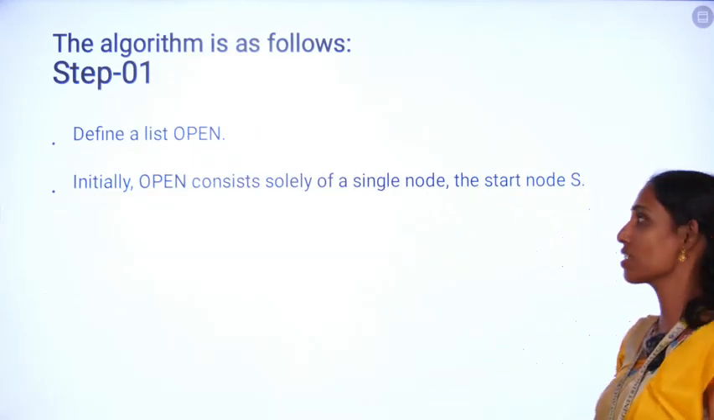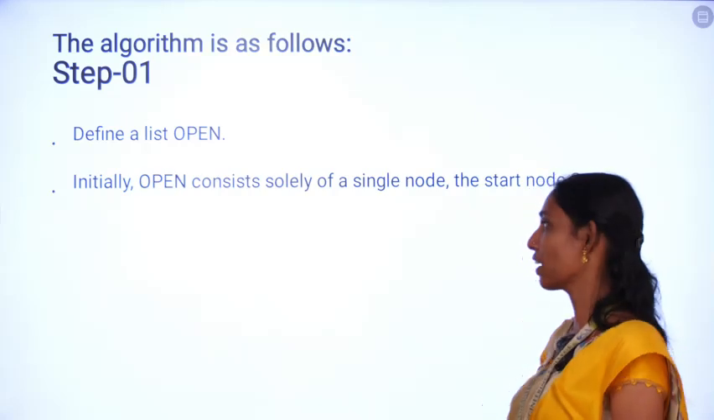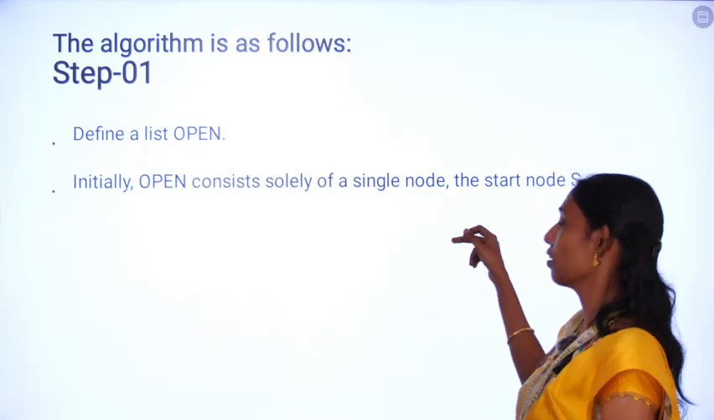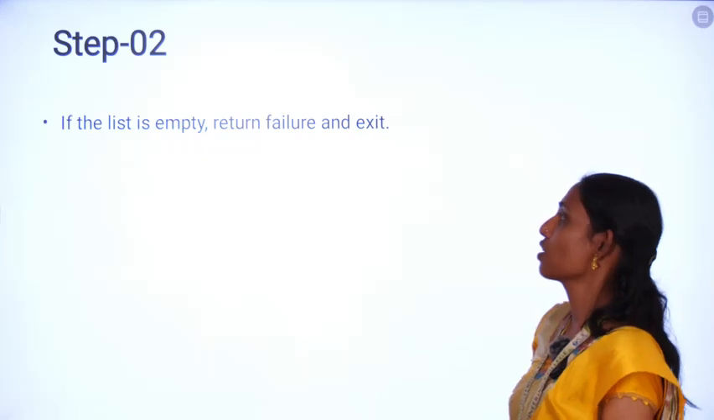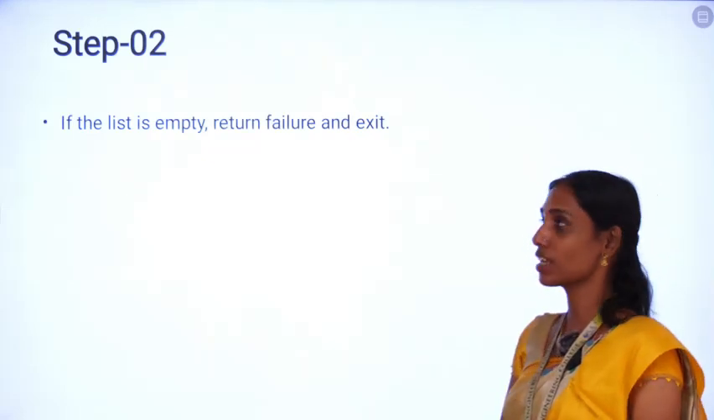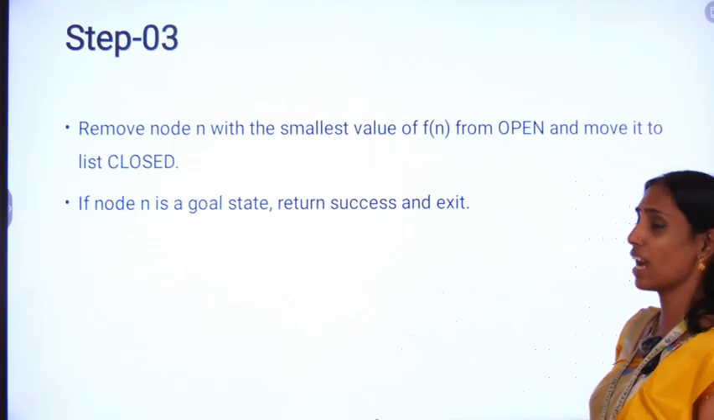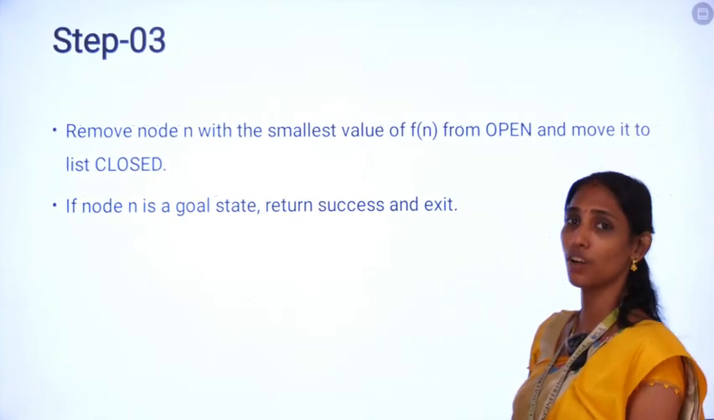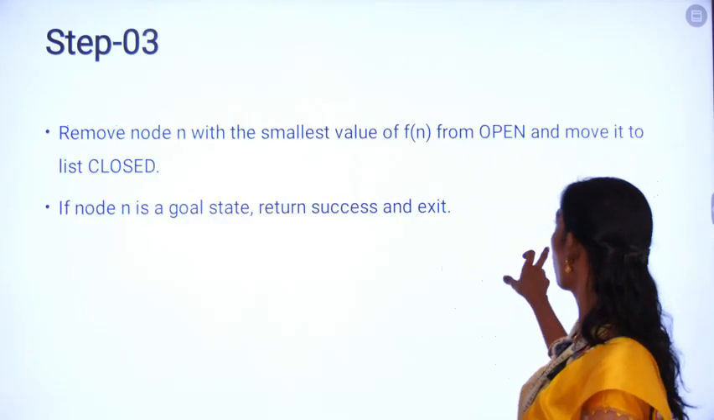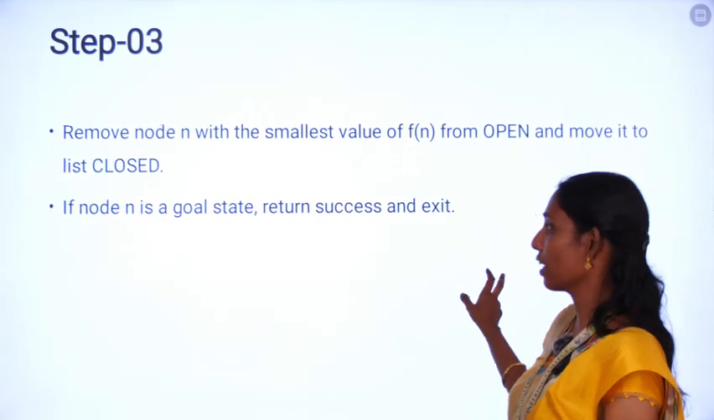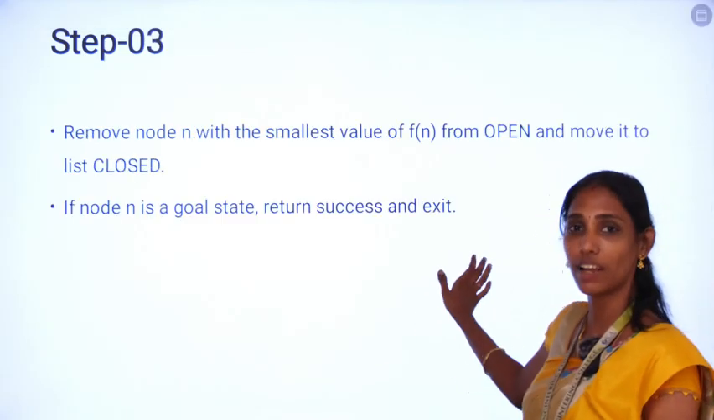The first step is to define the list open, and initially the open list should consist of a single node, that is the start node. The second step: if the list is empty, we return failure and exit. The third step: we remove the node with the smallest estimated function value from open and move it to closed. If the node is in goal state, we return success and exit.